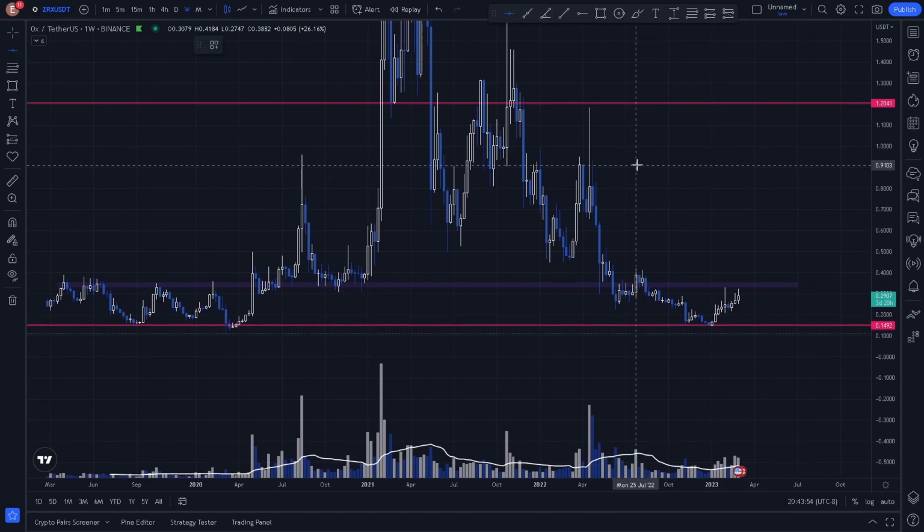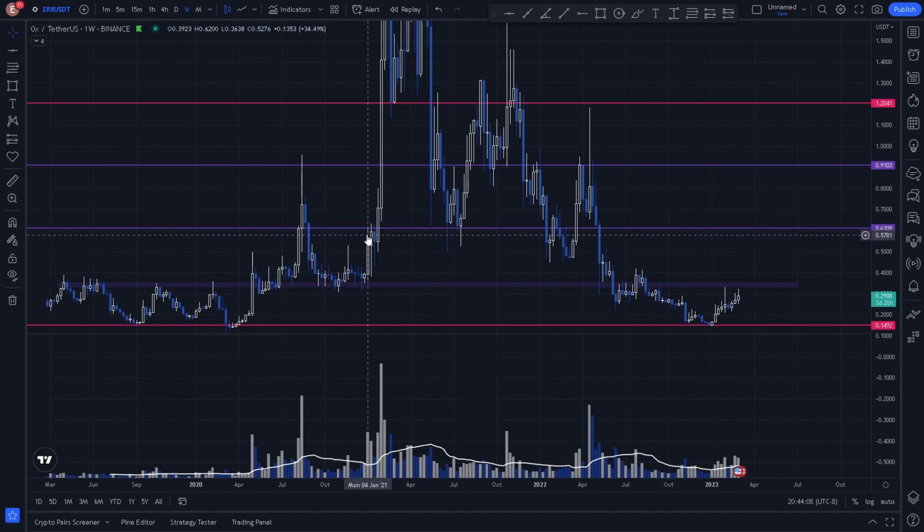Now let's go ahead and plot a key level here, where we see multiple reactions acting as support and resistance. We can go ahead and plot a key level here, where we see multiple reactions acting as resistance and support.